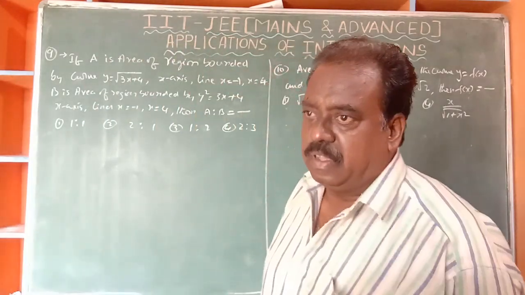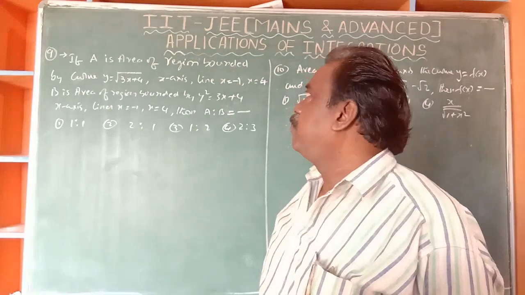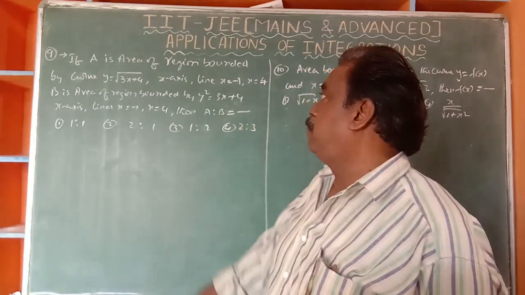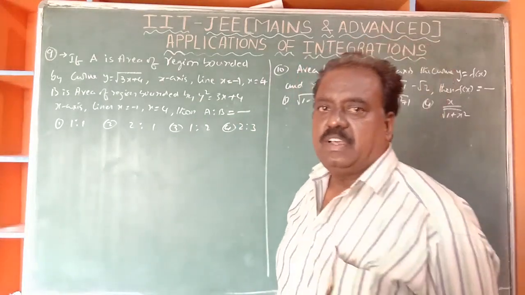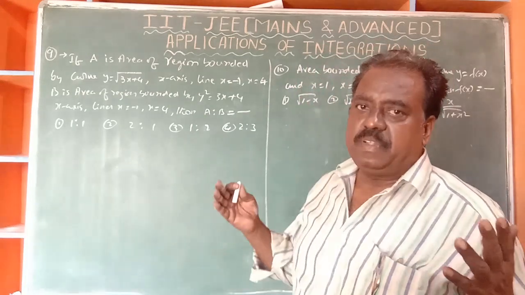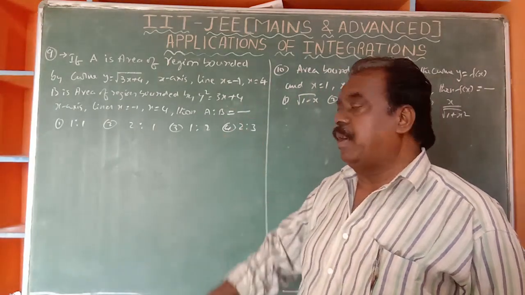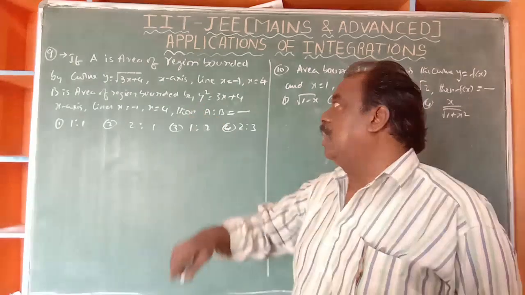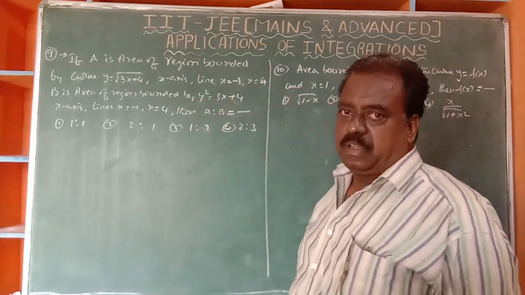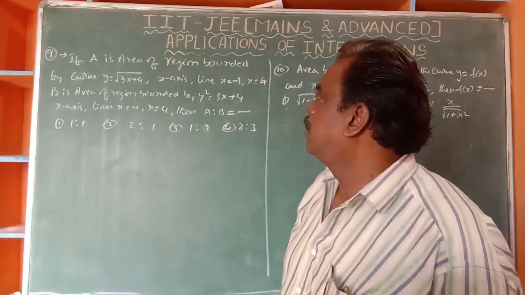Already we discussed the IIT JEE problems, objective type questions in the chapter application of integrations, that is finding the areas bounded between the curves. We solved 8 problems. Now I am going to the 9th one. You see on the board, 9 and 10 problems are given. You see the 9th one.